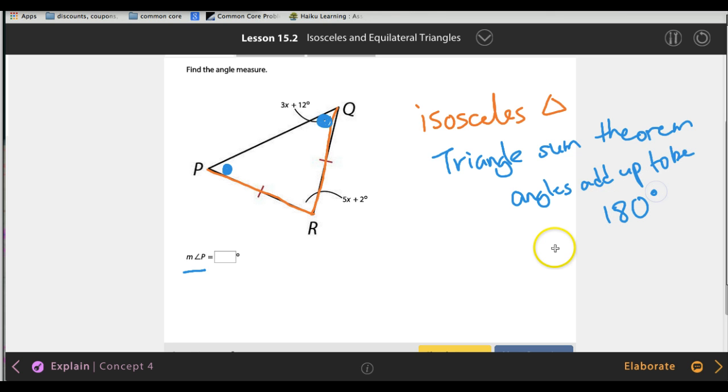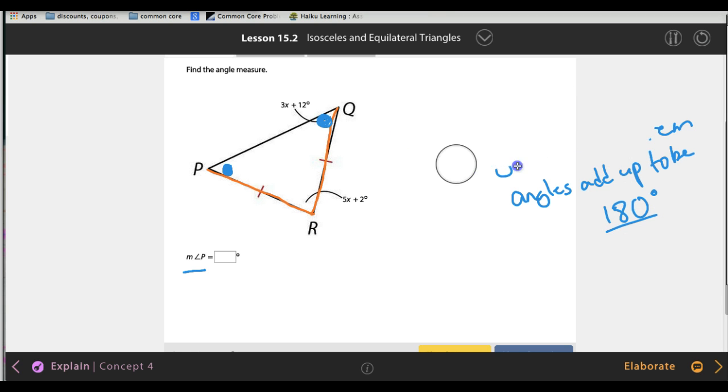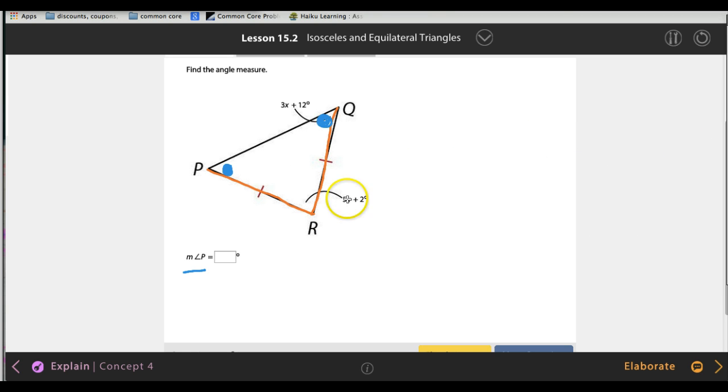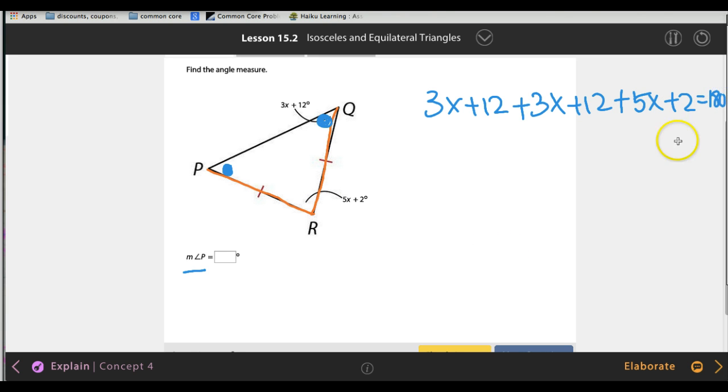180 degrees. So what that means is we're going to go 3x plus 12 plus 3x plus 12 plus 5x plus 2, and it's going to equal 180. If you were lost yesterday, you have to go back and catch up because everything builds upon each other. So here's 3x plus 12 for the Q, plus 3x plus 12 for the P, plus 5x plus 2 for the R. And that's supposed to equal 180.